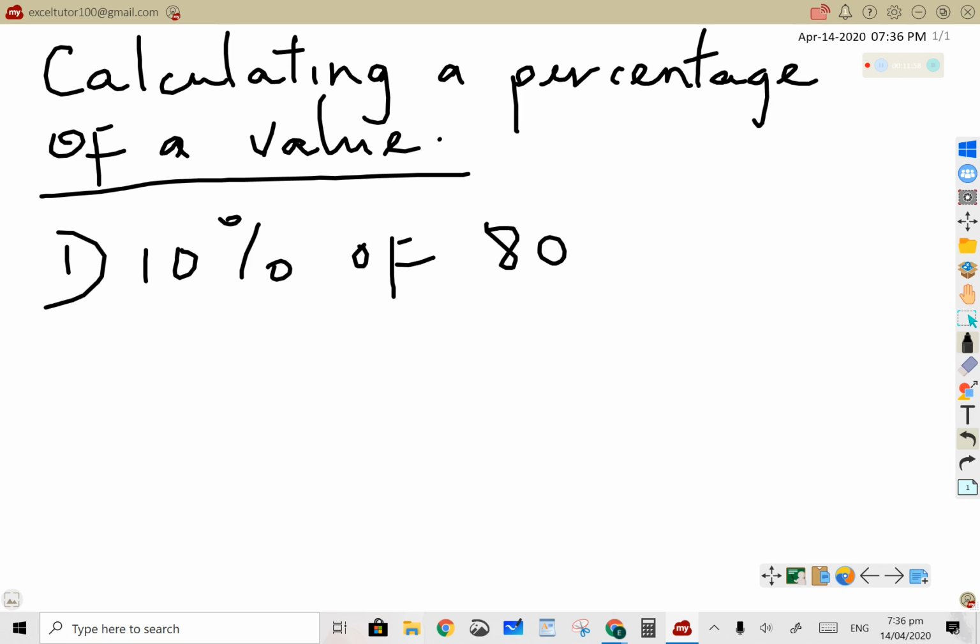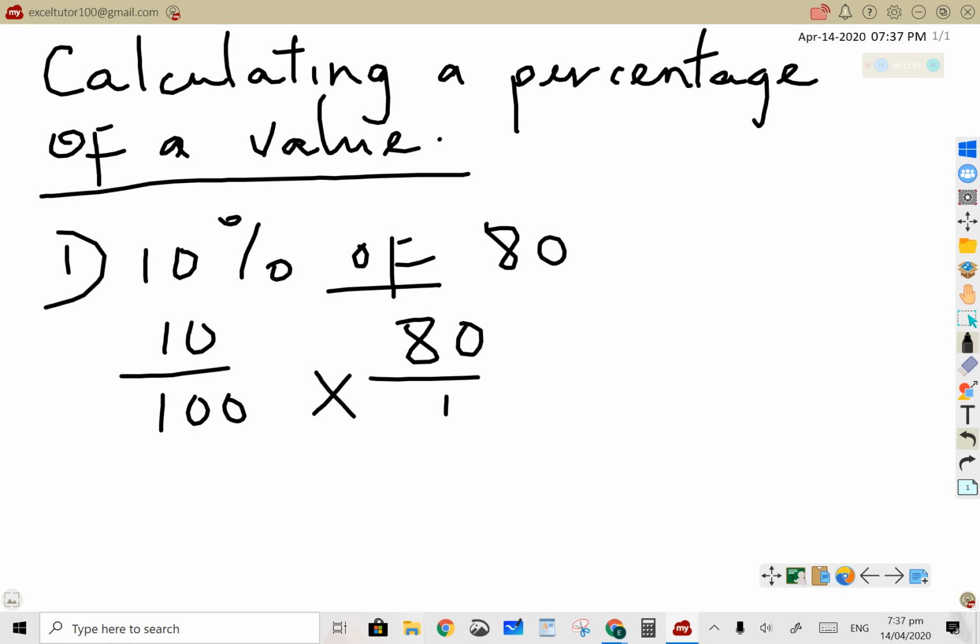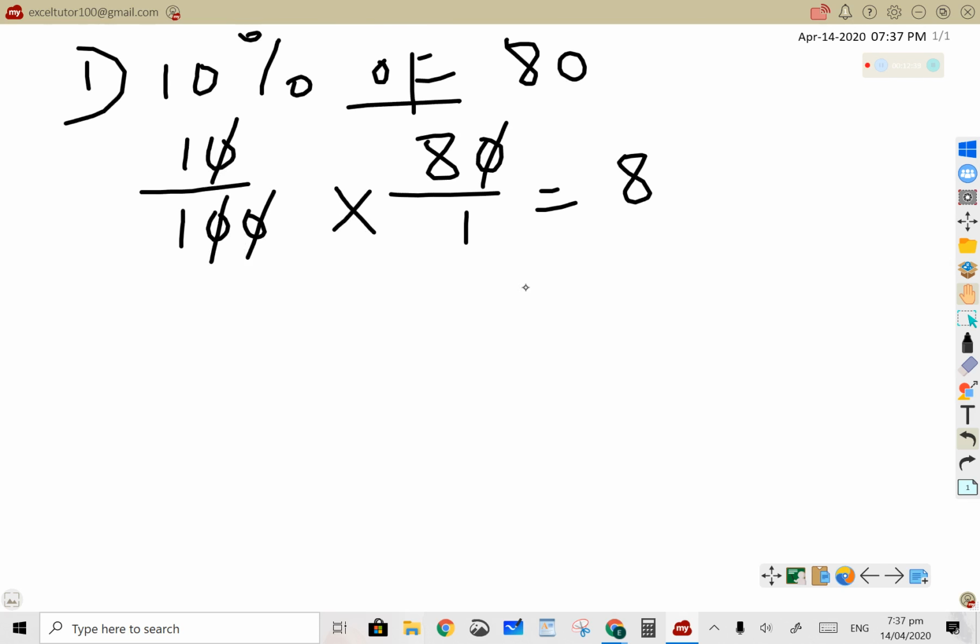Okay, so if we have to express 10% as a fraction, it would be 10 over 100. Of means to multiply, and 80, we put 80 over 1. Okay, so 10% of 80, and again we cancel off our zeros to cross multiply, and we end up with 8 as our answer. So 10% of 80 is 8. We look at another example.